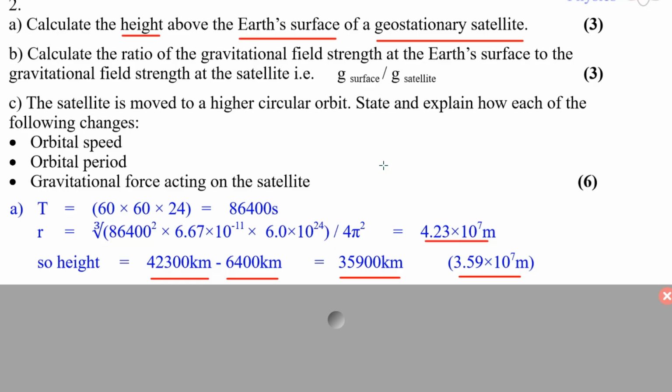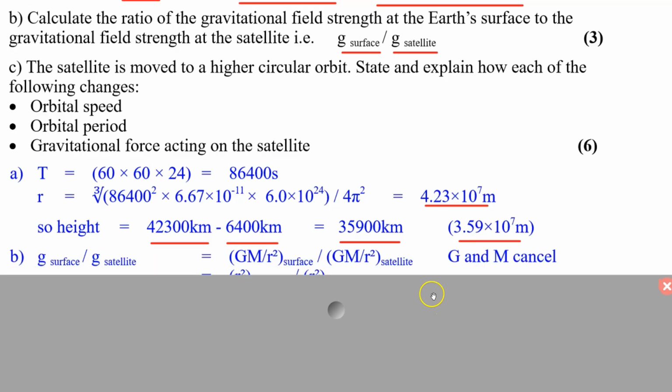Part B, calculate the ratio. Once again, the question is saying find the ratio of 2 values. So we've got G at the surface, and we've got G at the satellite. What is the ratio? We know the value of G at the surface, that's 9.81. So we could just calculate the value of G, and there's various ways we could do that. Or we could do this in one stage, which is what I've done.